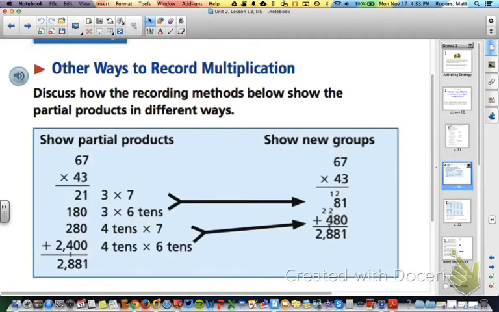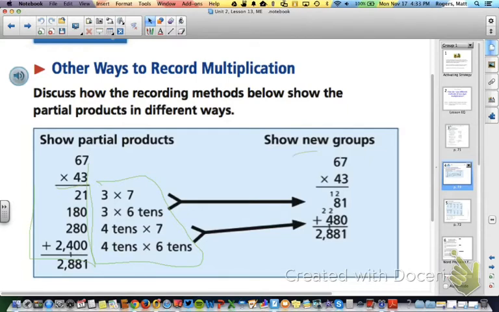What I have is I continue to have our multiplication problem of 67 times 43. On the left-hand side, I see how I break down the problem. So I have the partial products actually on the left of the problem, and I identify how I got to those partial products on the right-hand side. It gives me the same partial products that give me the same answer.